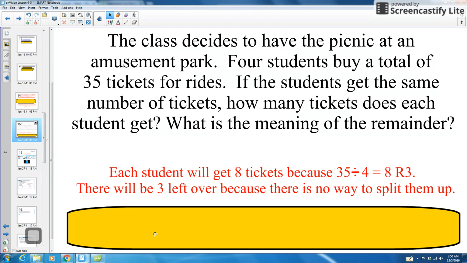So that is what we're going to be focusing on when you come into class tomorrow, is trying to determine which of the operations we're going to be using, multiplication or division, based on those keywords in our word problems.